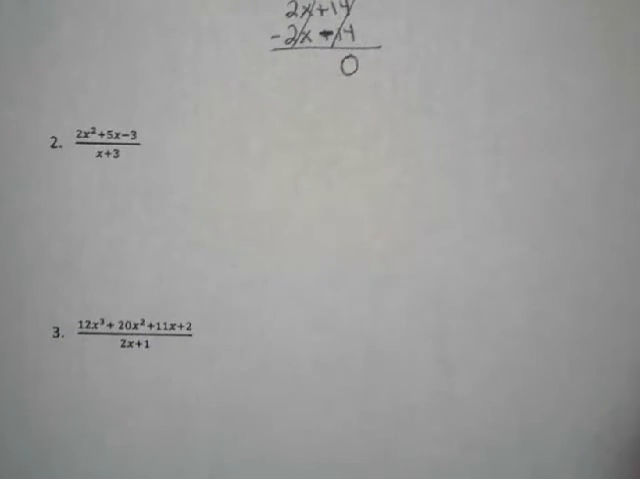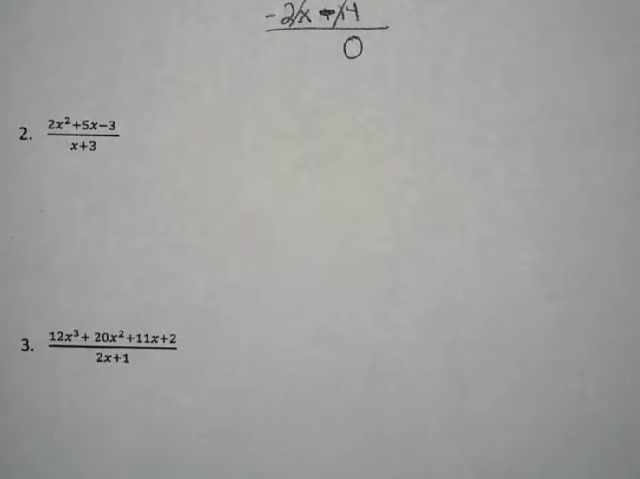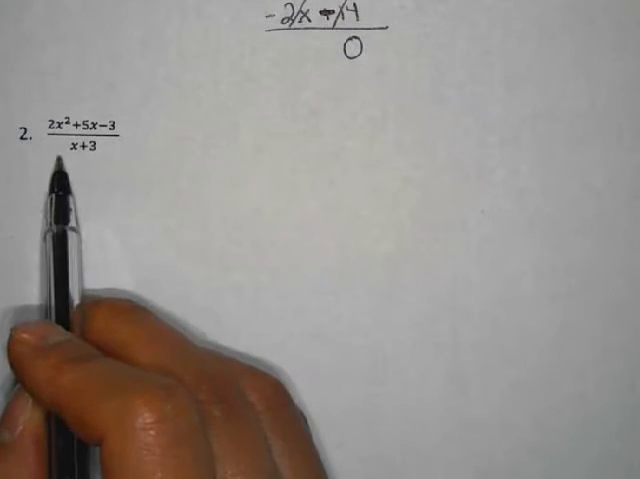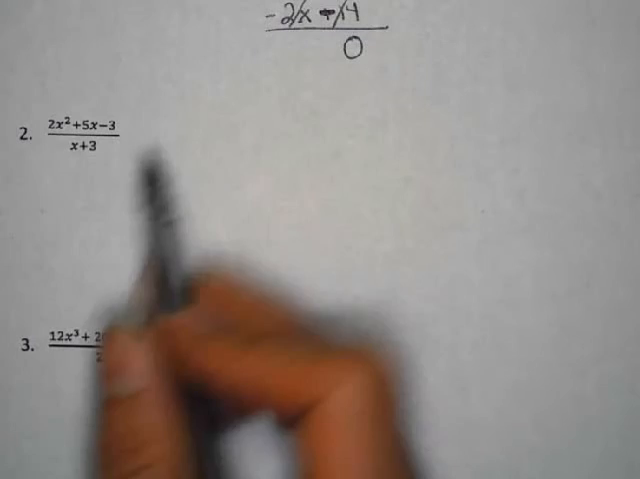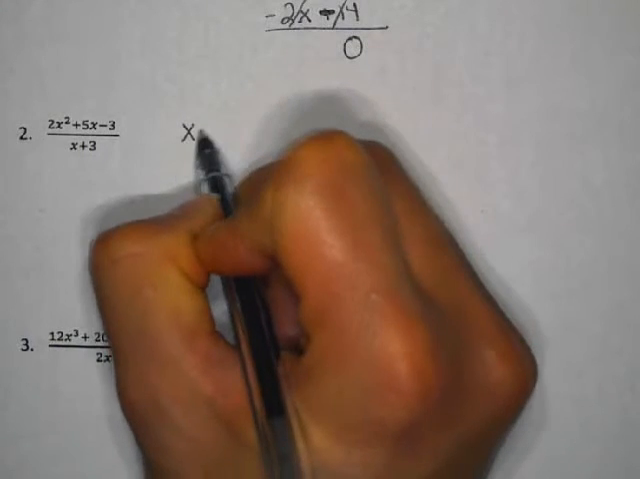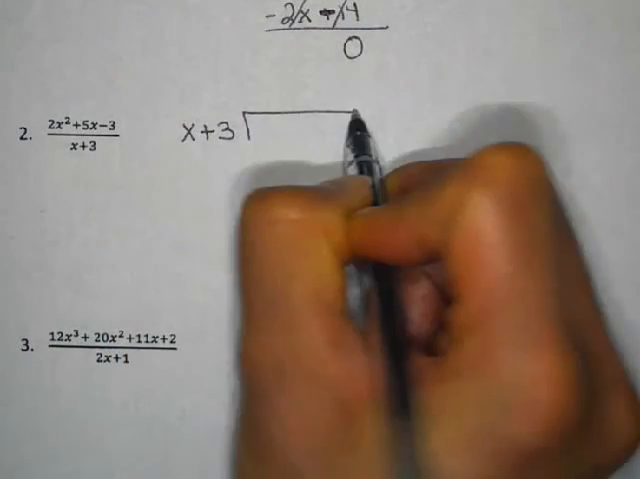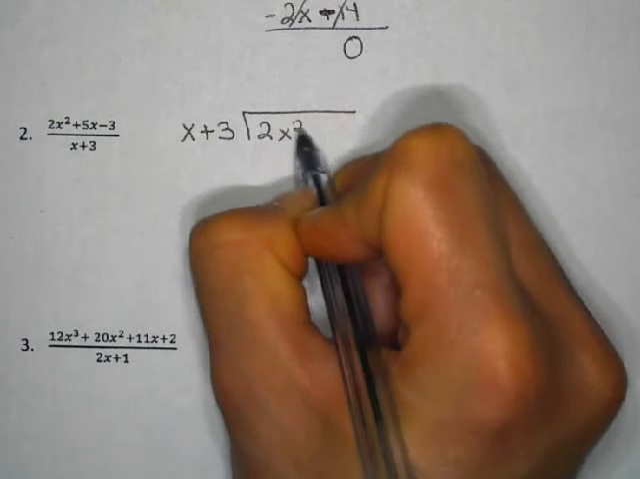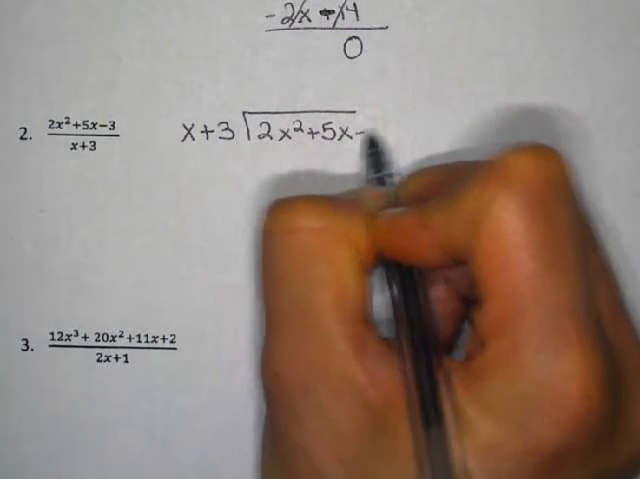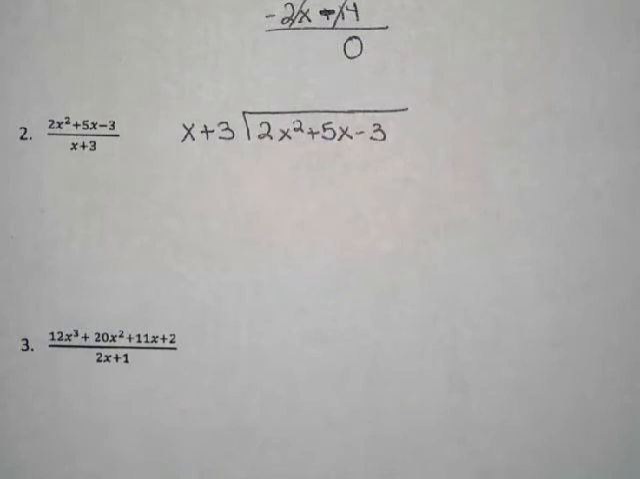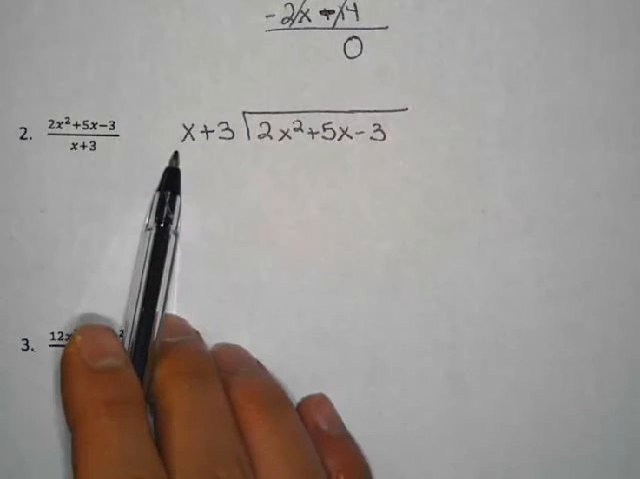Alright, let's try the next one. Again, same thing. So we have 2x squared plus 5x minus 3 divided by x plus 3. So x plus 3 is my divisor here, going into 2x squared plus 5x minus 3. Now again, we are only concerned about this linear term here.